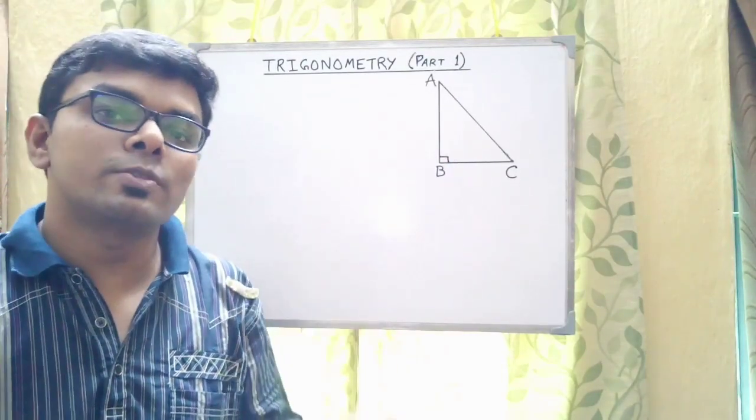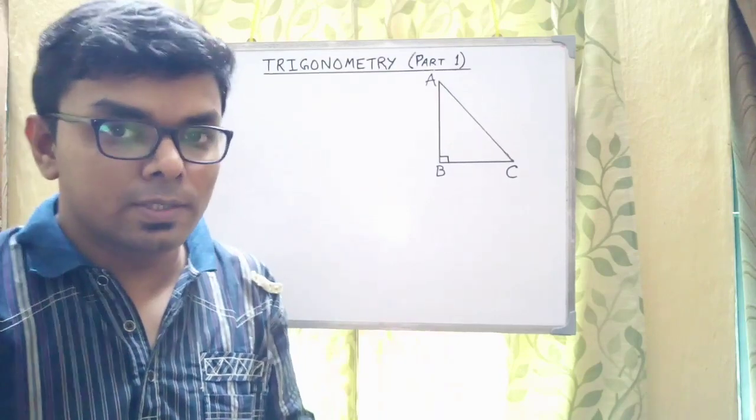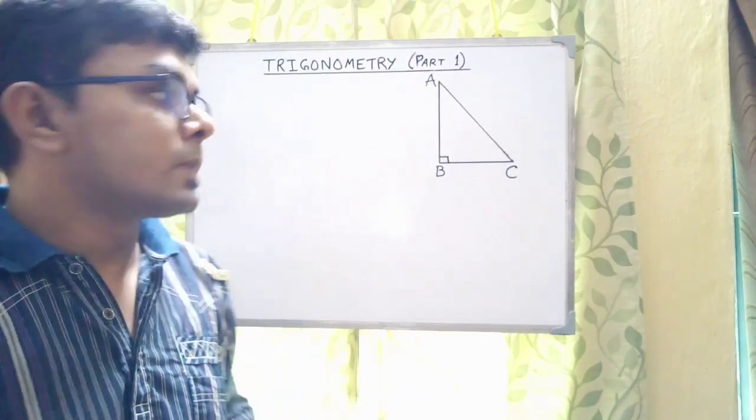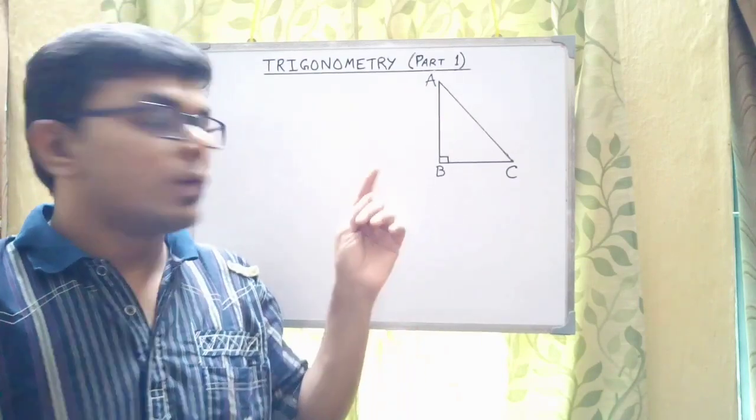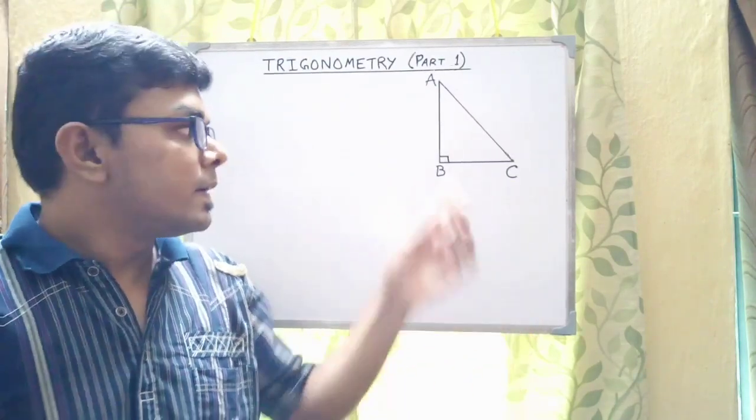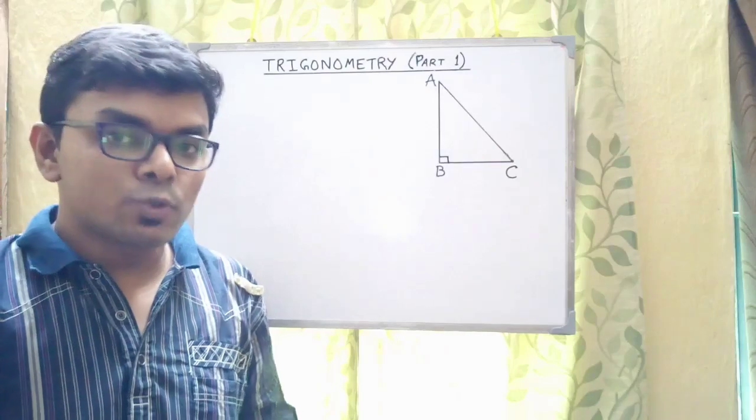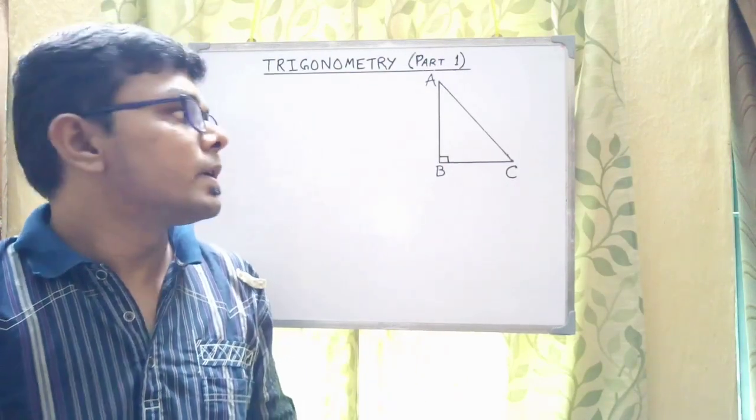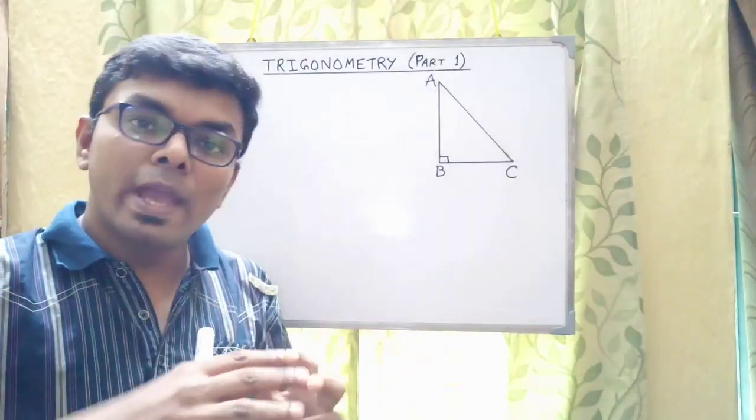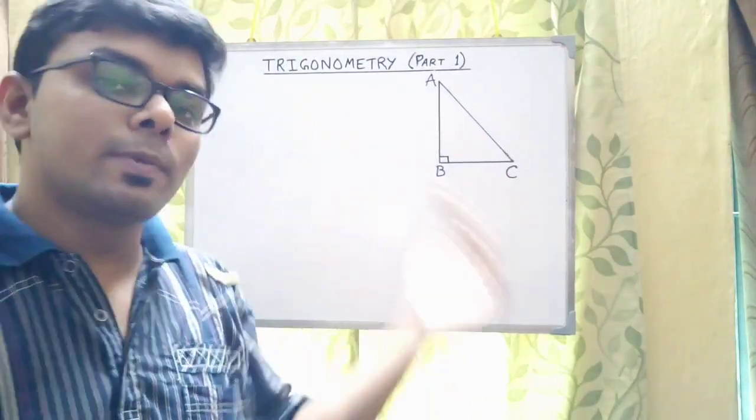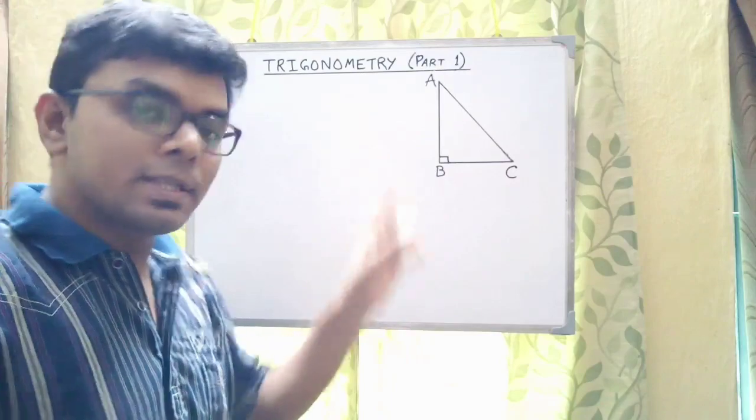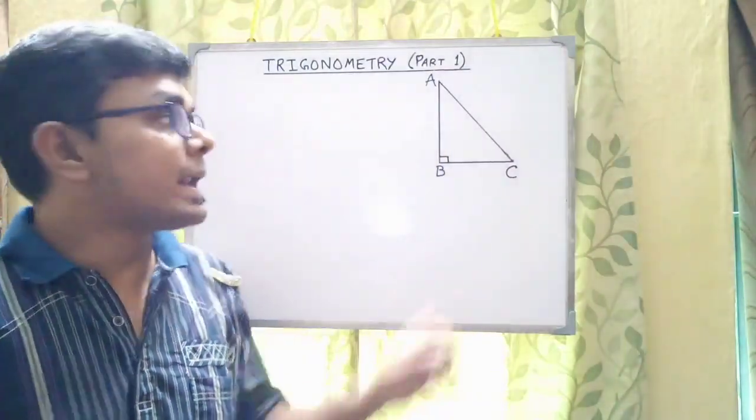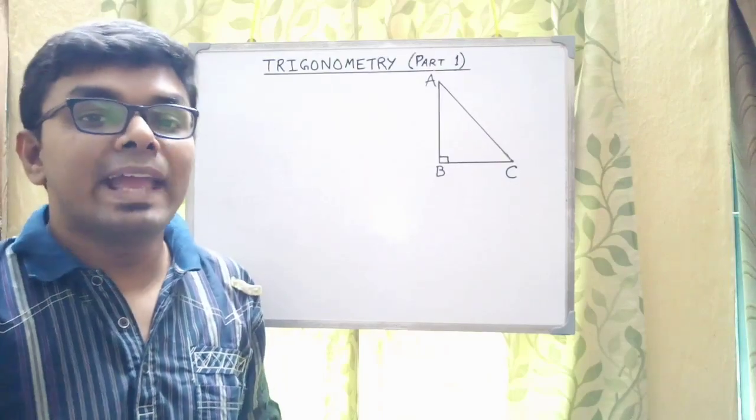Though trigonometry can be applied to any kinds of triangles, then why have I chosen only a right angled triangle? This is because when we start with trigonometry, a right angled triangle is required. That is, to understand the basic concepts, a right angled triangle is required. Now trigonometry can be applied to any kinds of triangles. Those things we will learn later on. So to understand the basic concepts, I have taken this right angled triangle and I have named it triangle ABC.